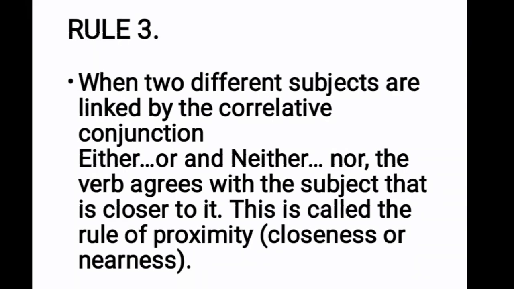Rule number 3. When two different subjects are linked by the correlative conjunctions either...or or neither...nor, the verb agrees with the subject that is closer to it. This is called the rule of proximity. Okay, when you use neither...nor or either...or, the subject that is closer to the verb is the one the verb agrees with. Okay, so we're going to see an example on that.